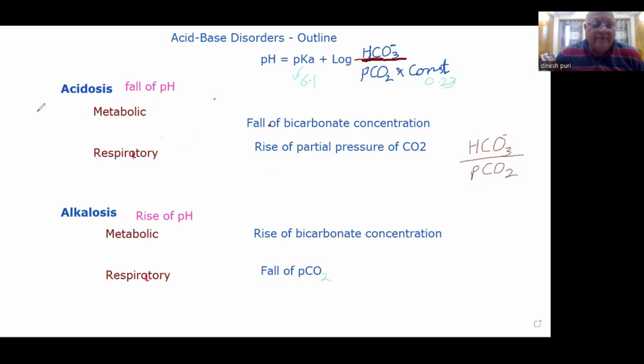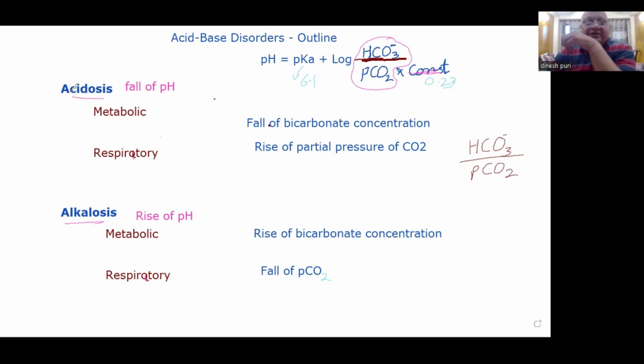Now, an important point here is that the only variable factor in this whole equation is the ratio of bicarbonate and PCO2, the encircled portion. So the pH can vary only if this ratio changes. If the ratio increases, pH will also increase. The condition will be alkalosis. If the ratio falls, pH will also fall. The condition will be acidosis.